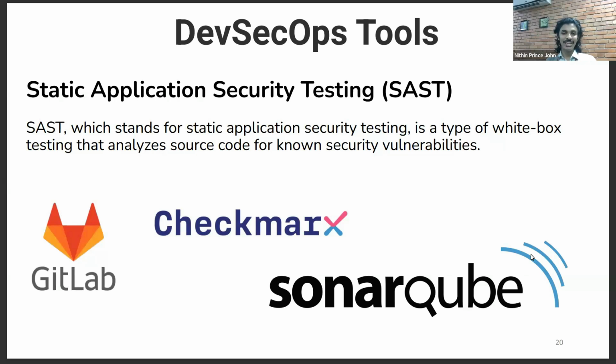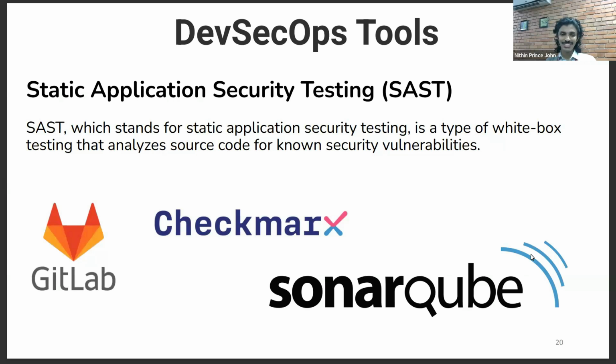Then we need to figure out whether there are any bugs in your source code. Okay, so these kinds of things need to be done. This can be done using static application security testing. In short, we call it SAST, and this is performed on our source code. There are different examples of SAST tools. One is Checkmarx. SonarQube is there.